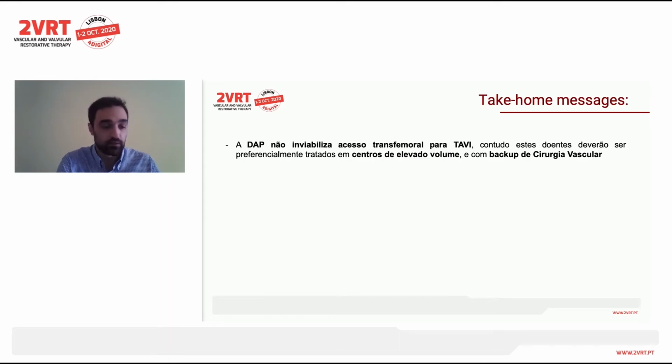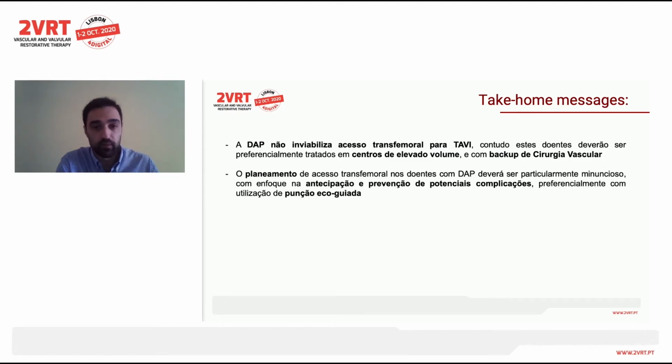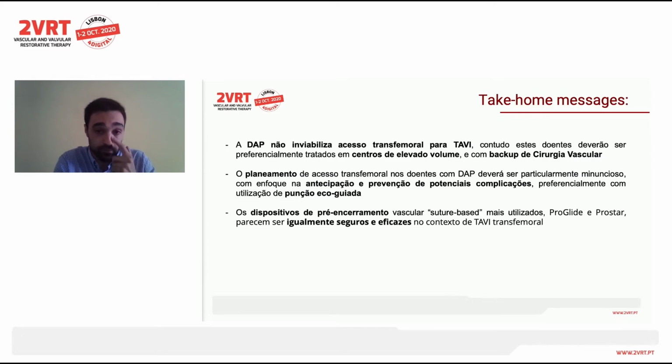As the final messages, I would say that peripheral artery disease does not preclude the transfemoral access for TAVI, but possibly these patients would be best managed in high volume centers with vascular surgery backup. The focus in the planning will be the anticipation and the prevention of potential complications. The puncture would ideally be in the most controlled setting possible, with echo guided puncture preferably.